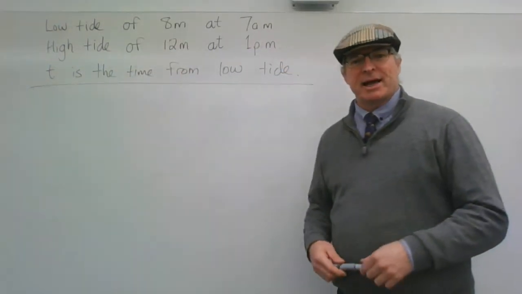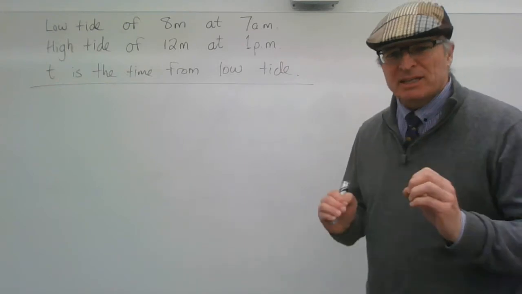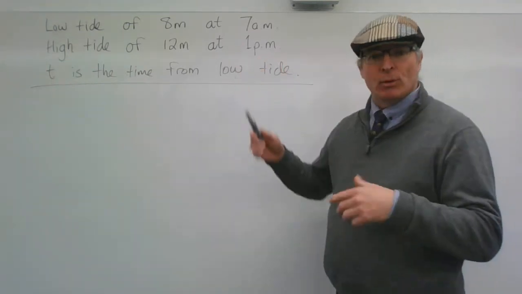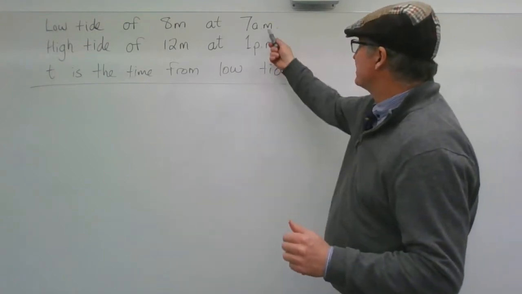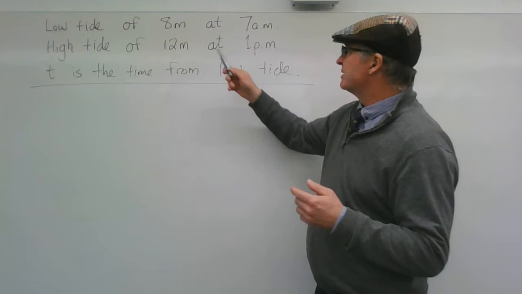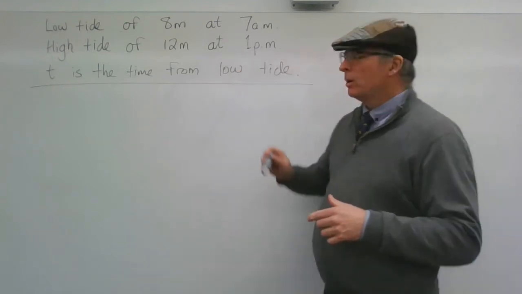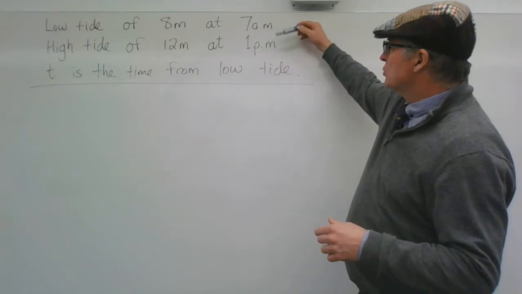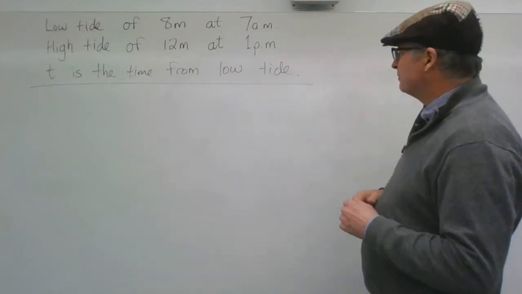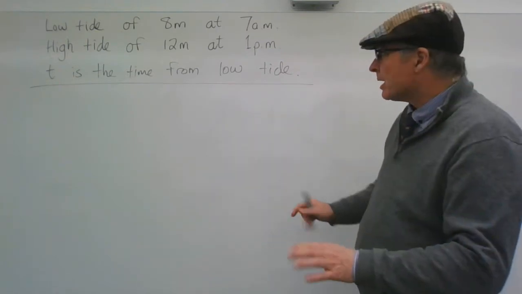Okay, well now let's actually have a look at a question to do with simple harmonic motion. I've kept it simple. We've got low tide. The water's 8 meters deep at 7 a.m. and we've got high tide. The water is 12 meters deep at 1 p.m. So from low tide to high tide is 6 hours. Now that might not be reality, but let's just go with that for this question.